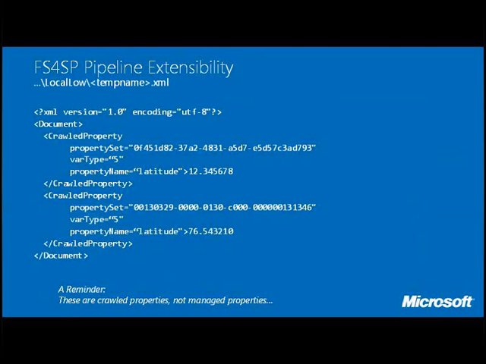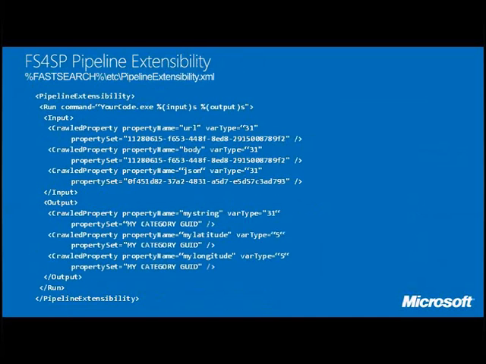Again, we're working on crawled properties in this, not managed properties. So the question is, which ones come in your input file? This is defined in this FAST Search etc pipeline extensibility XML file. It's got a run command where yourcode.exe takes the input and the output. For this yourcode.exe, if you don't put a full path on it, and I recommend that you not do that, we actually recommend that you drop it in the FAST Search bin directory and let it run relative to that.